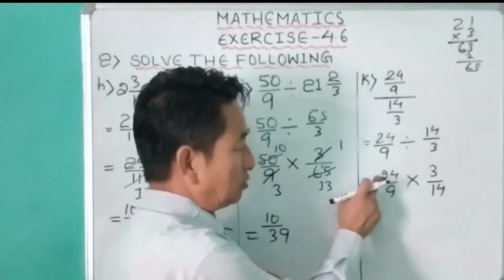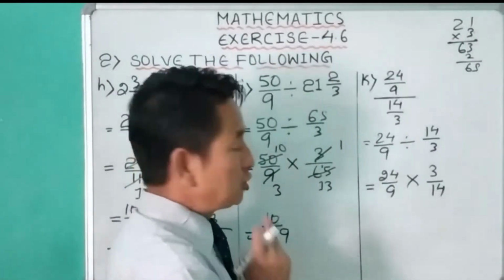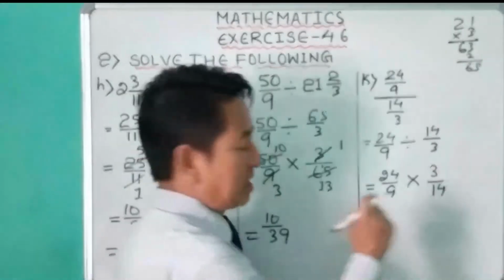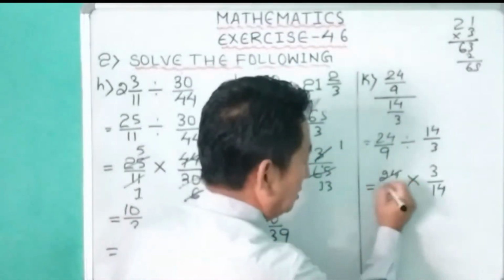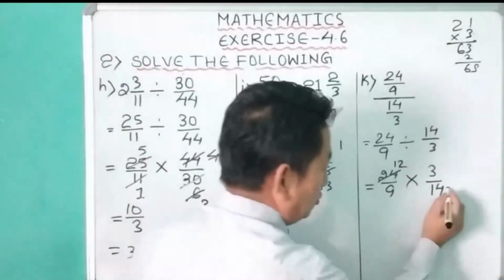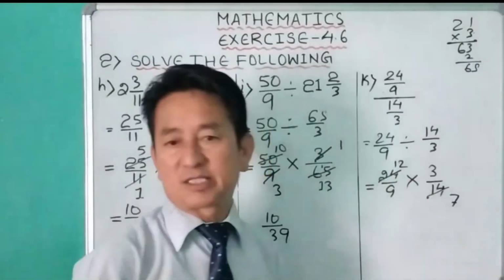Now 24 and 14 we can cancel by 2. 2 12s are 24, 2 7s are 14. 2 1s are 2, 2 2s are 4. Now 2 7s are 14. There is no common factor between 12 and 7.